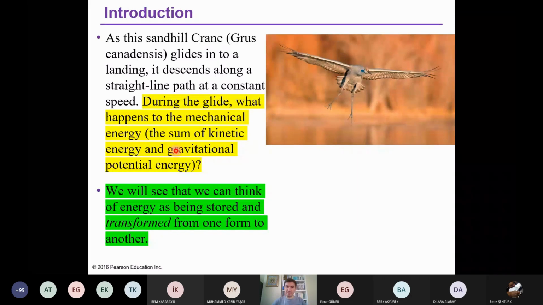What happens to the mechanical energy? Mechanical energy is the sum of kinetic energy and gravitational potential energy. We will learn today, and we will see that we can think of energy as being stored and transformed from one form to another. So we will see all these things within this part of my lecture.